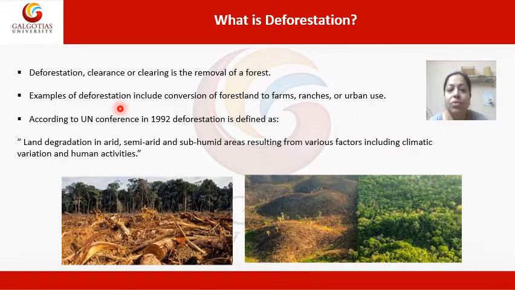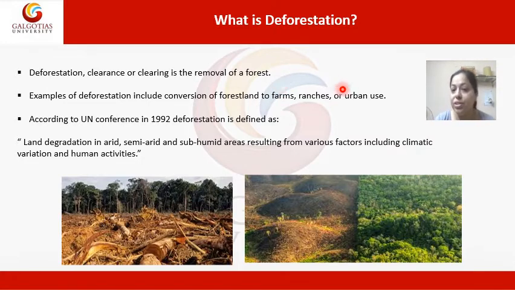Examples of deforestation include conversion of forest land to farms, ranches, or for urban use. There can be different purposes for which we are cutting down or clearing forest. It can be because of farming, that is the need of agriculture. We need free land for growing crops. Obviously, if the population is huge, then agricultural demand is also going to be large. So farmers will have to produce more crops in order to feed the increasing masses.